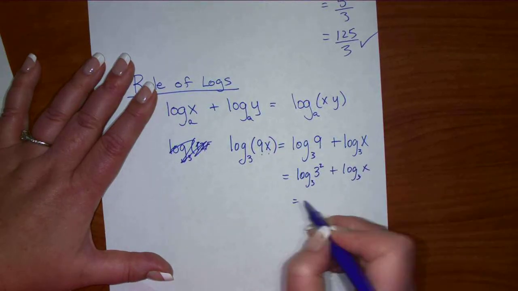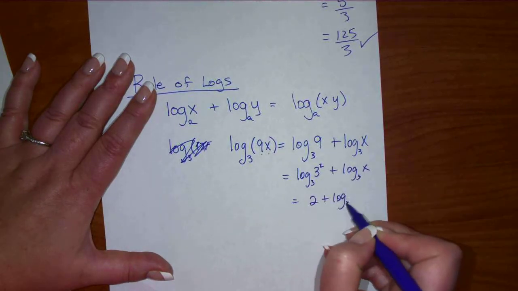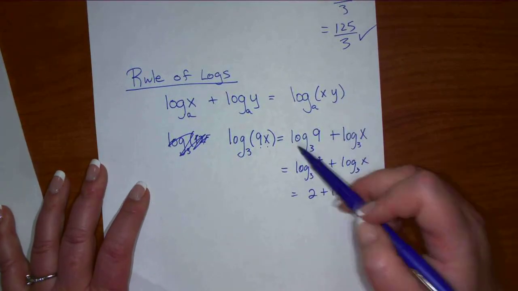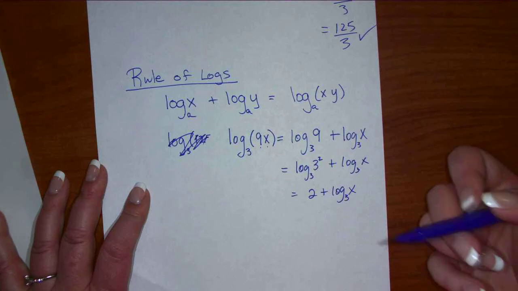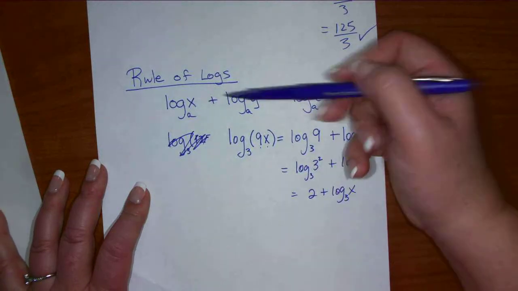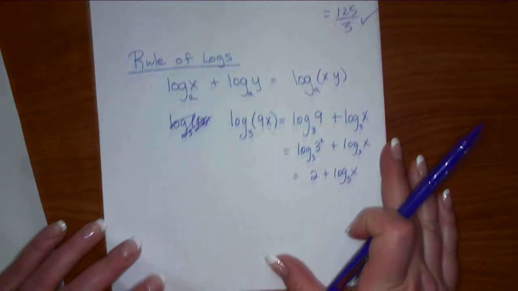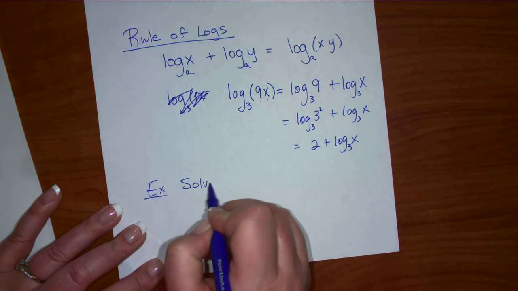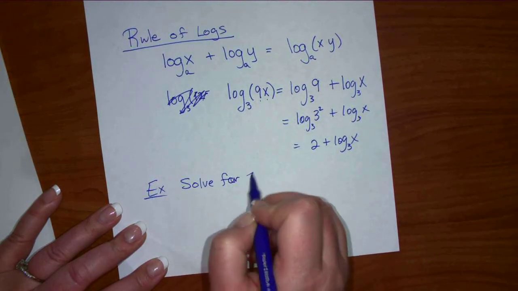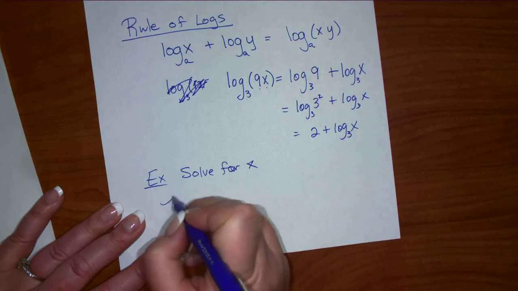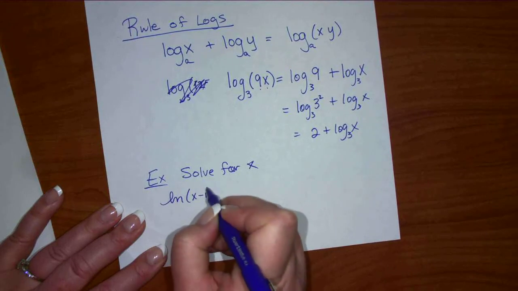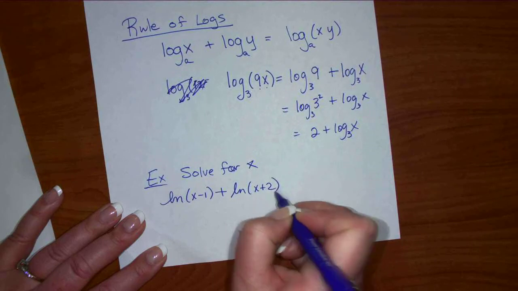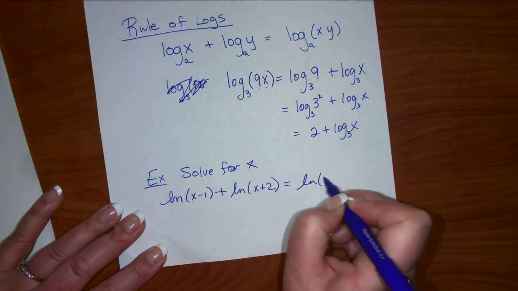So this is 2 plus log base 3 of x. You can start with something that's multiplied and split it up. That's what you're going to do in calculus. In this class, what we're doing is taking two separate logs and making them one. So for example, if we want to solve for x, and we have ln of (x minus 1) plus ln of (x plus 2) equals ln of 2x.